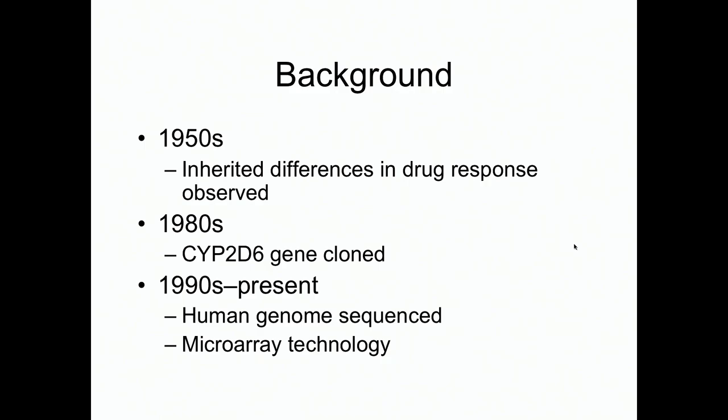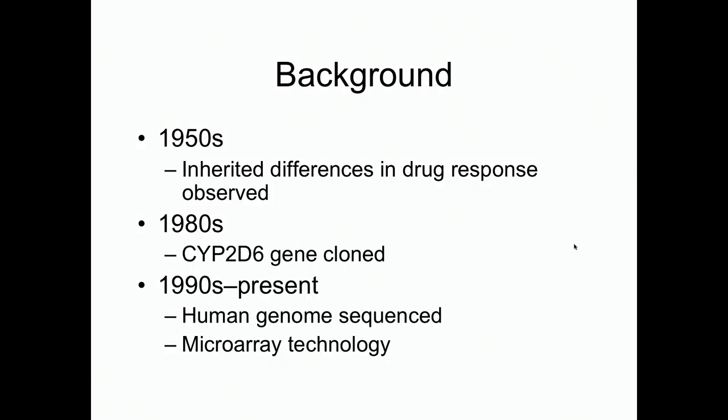So let's look at some of the other uses of this information. And one thing we can look at is drug genotype interactions. So how you metabolize and react to certain drugs is determined by your genetics. In the 1950s, we first noticed this inherited difference in drug response. In the 1980s, we cloned the first gene involved in metabolizing some of these drugs that you may take. And of course, in the 1990s through the present, the human genome was sequenced, and we developed this technology, so-called DNA chips.